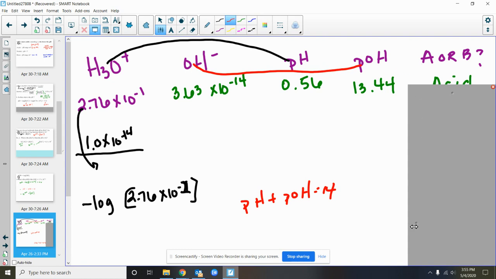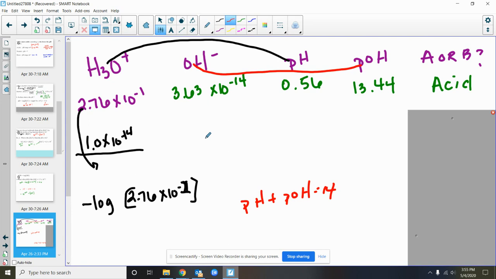Okay, so that is 0.56. That's a very, very, very strong acid. So that is an acid. So remember that when you're trying to determine acid or base, you're looking at your pH value here. So all of these are connected. Okay, so if you're given any one of these, you can kind of work yourself through ones that you're missing.